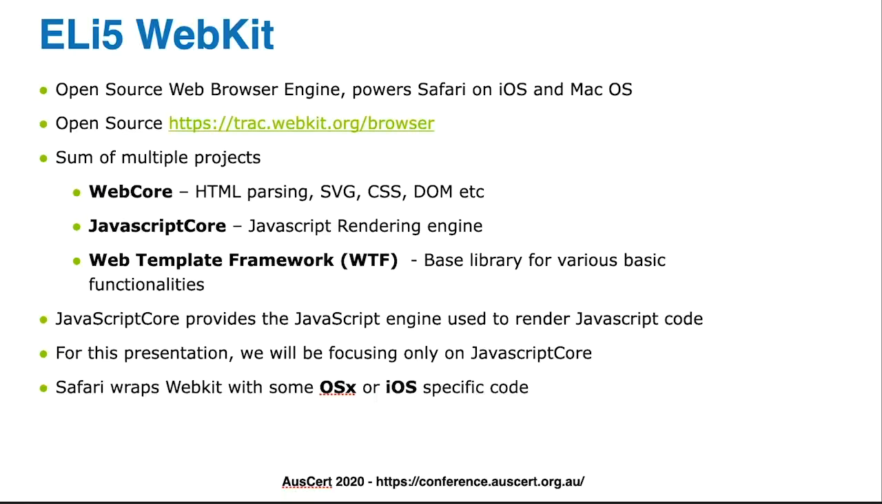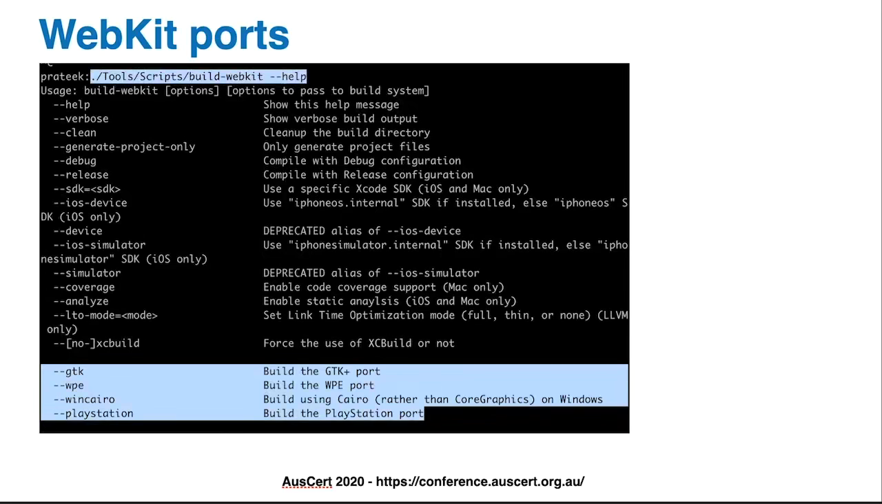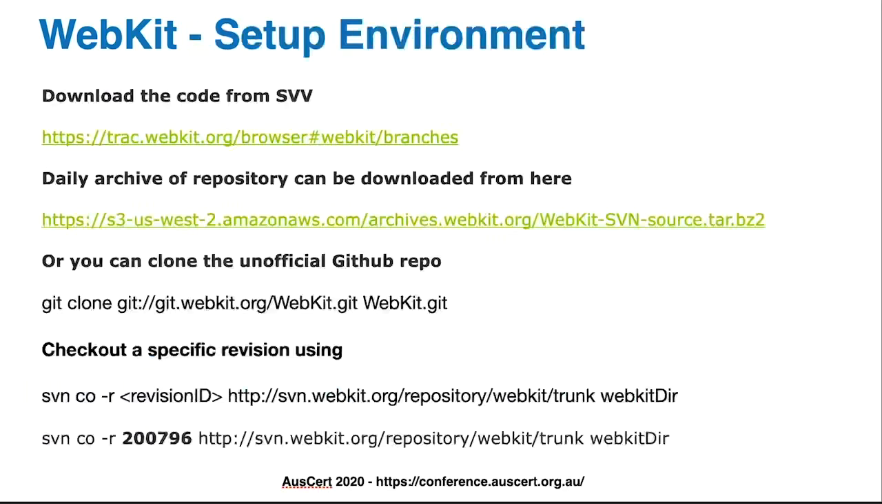some OS or iOS specific code, so with some platform specific code. We have something called WebKit ports, which is a combination of some platform technologies that allow it to run the browser, the WebKit browser engine. To give you an example, WebKit is used in several places. It is used on PlayStation devices, and it's used in Tesla. So the ports allow you to build WebKit specific to that platform.